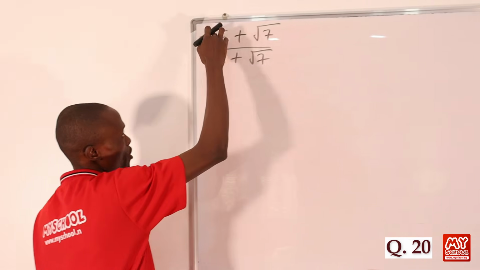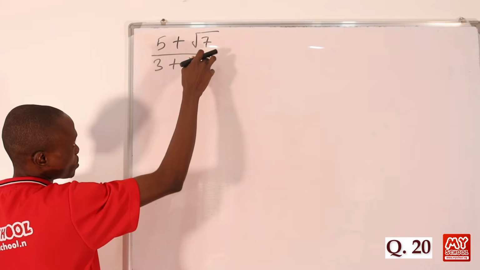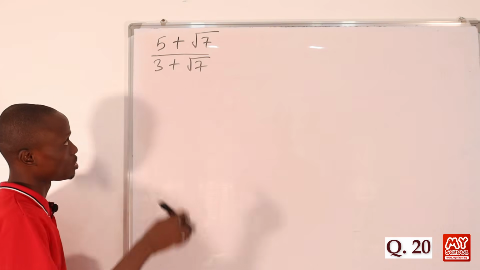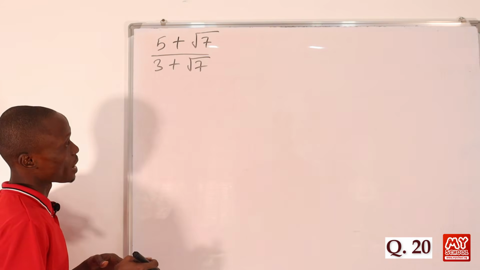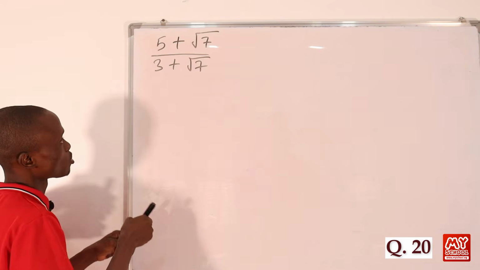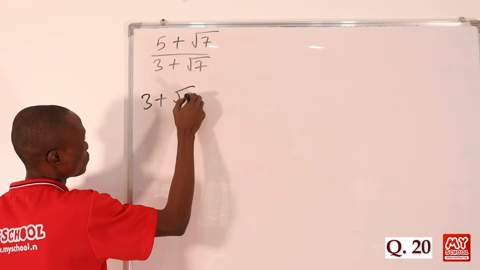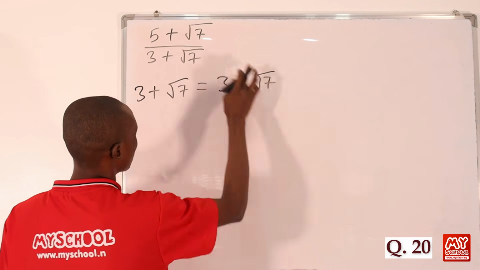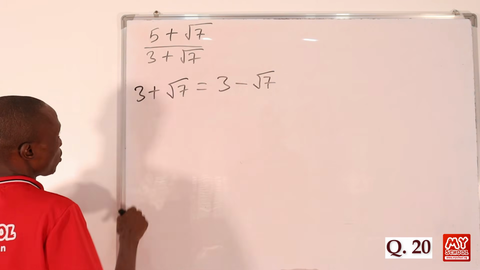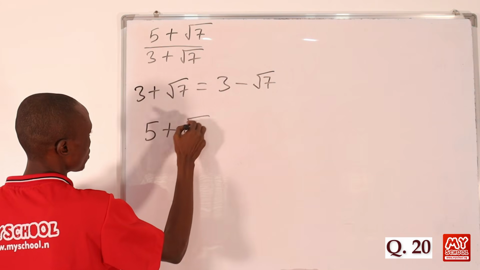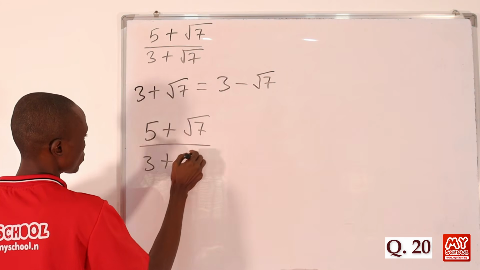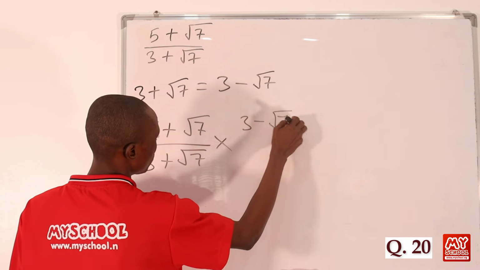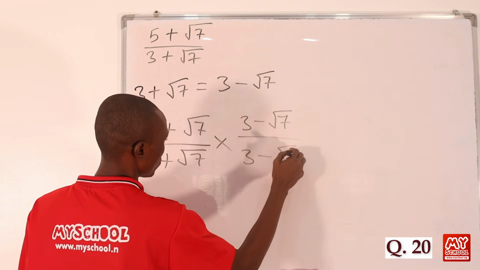So we are asked to simplify 5 plus root 7 over 3 plus root 7, right? To simplify this, simply we are going to multiply both the denominator and the numerator by the conjugate of the denominator. Okay, so the conjugate of 3 plus root 7 is equal to 3 minus root 7. So we are going to be using 3 minus root 7 to multiply both the numerator and denominator of this question. So 5 plus root 7 over 3 plus root 7 will now be multiplied by 3 minus root 7 over 3 minus root 7.